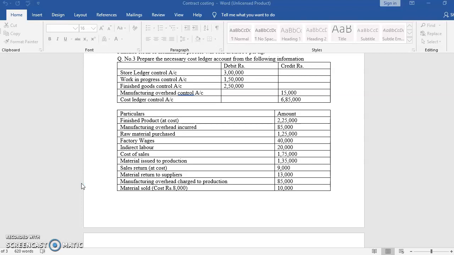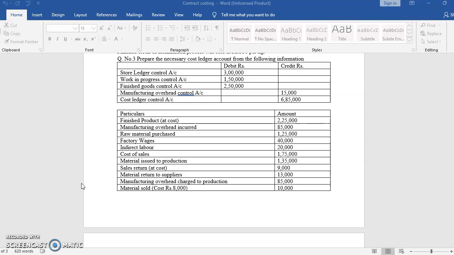If you see properly, no information about office and administration expenses and selling and distribution expenses is given. So in this problem we are not going to prepare the office and administration account and selling and distribution account. So just draw the format. First prepare a cost ledger control account, below that store ledger control account, then wages control account, manufacturing overhead control account, work in progress control account, finished goods control account and cost of sales account.